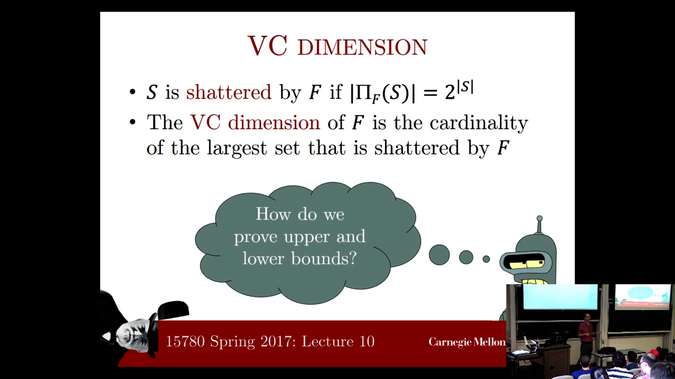Okay? So again, to prove that the VC dimension is at least d, you need to give one set of size d, such that for every labeling, there exists a function that gives you that labeling. To prove that it's at most d, you have to show that for every set of size d plus 1, there exists a labeling such that no function in f gives you that labeling. So you guys will practice this in the homework and maybe on the midterm.